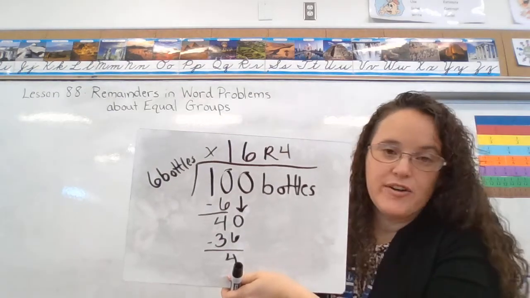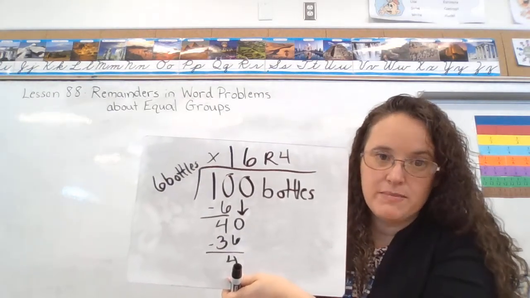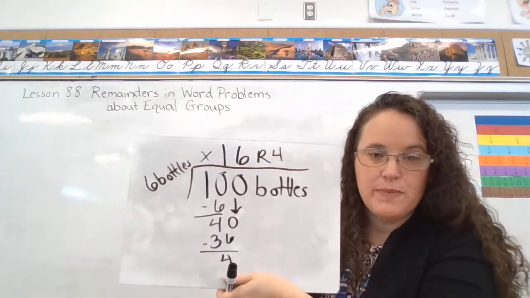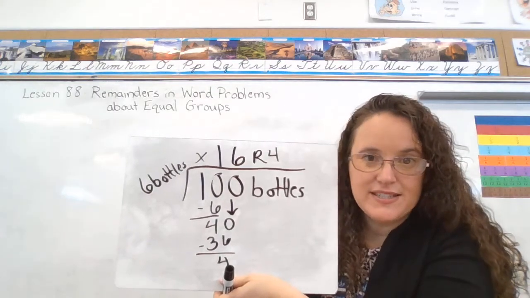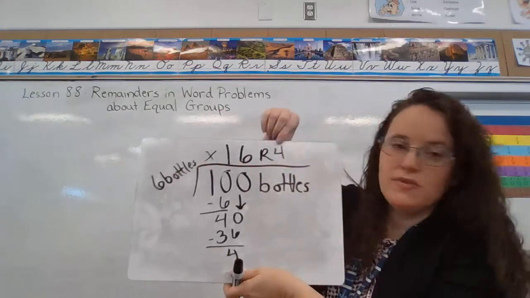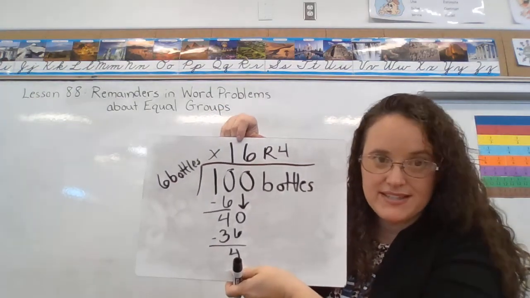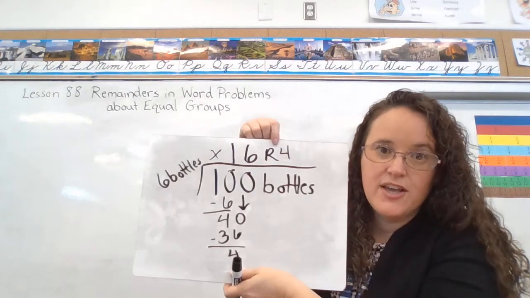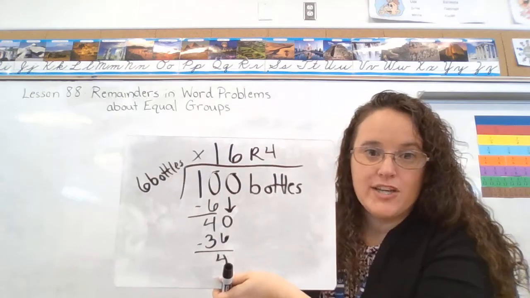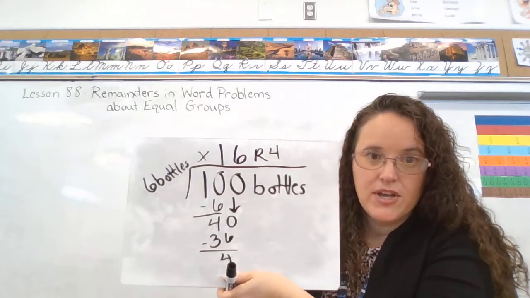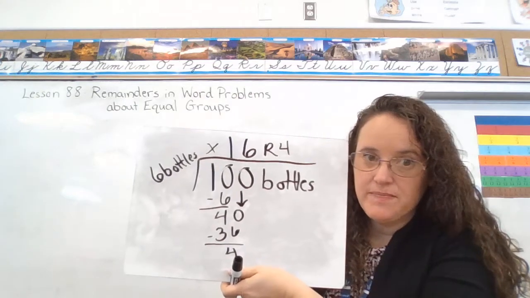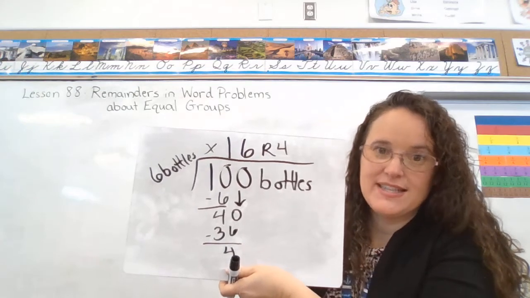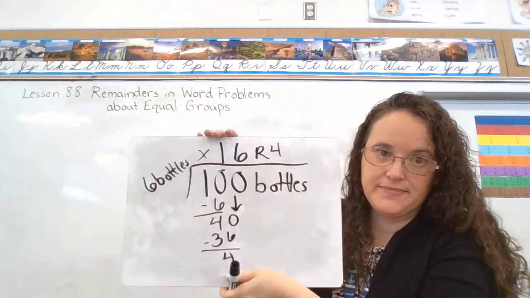How many boxes are needed to hold all the bottles? Oftentimes your question is going to ask, if I have 100 bottles and each box holds 6, how many boxes do I need? If you tell me that you need 16 boxes, your answer would be wrong, because what about those 4 leftover bottles? We need to hold all 100 bottles. So even though we're not going to fill that 17th box, we will still need 17 boxes in order to hold all of our bottles.